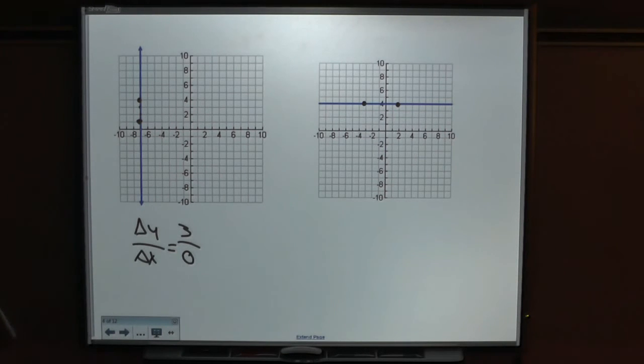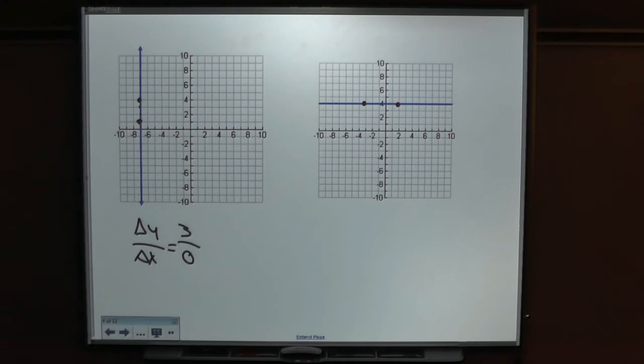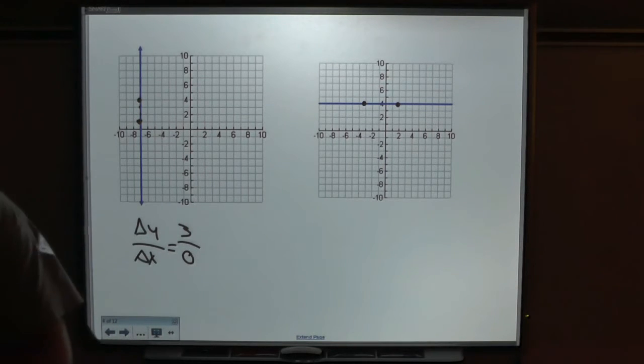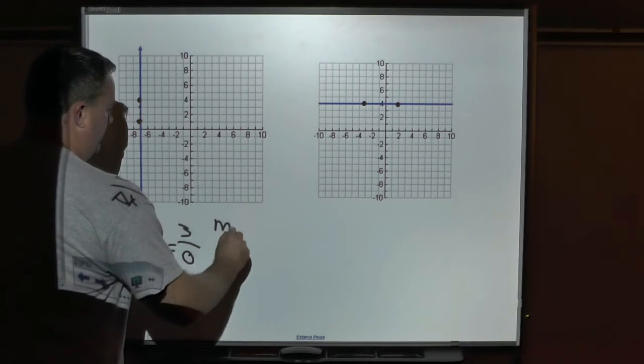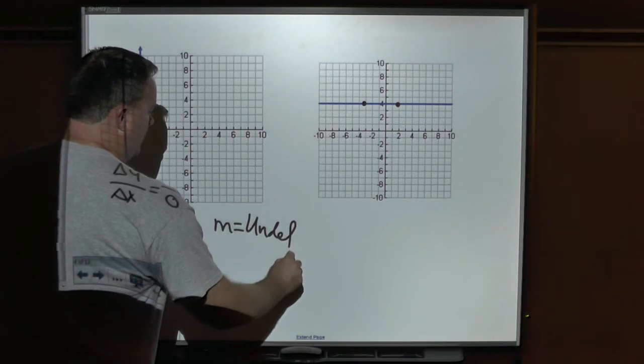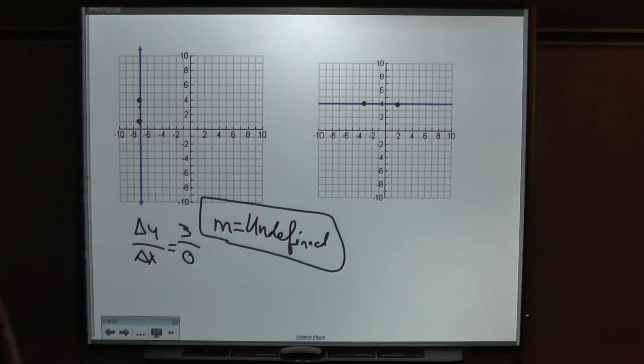All right, so you can get out a calculator, you can give this a try, but if you try to divide 3 by 0, it doesn't work. You cannot divide by 0. It is impossible. So anytime you have a vertical line, the slope, which is written as m, is known as undefined. This is important to remember. The slope of any vertical line is undefined.